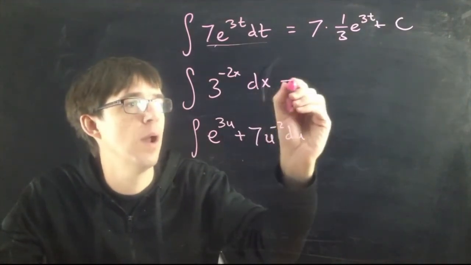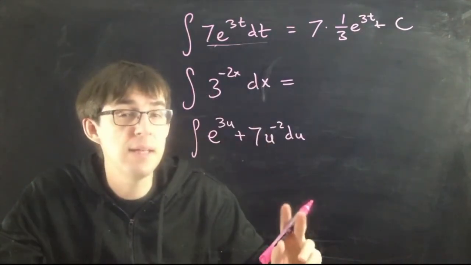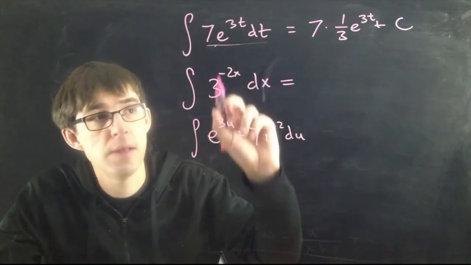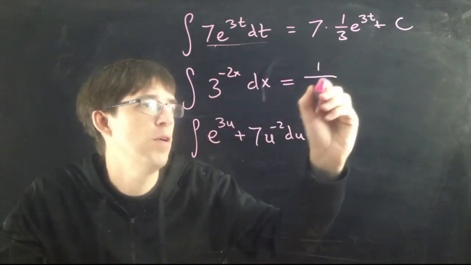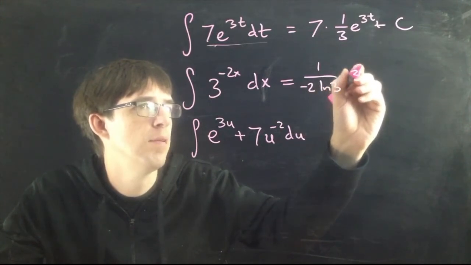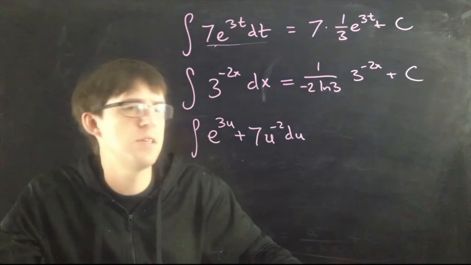Okay, great. What about this one? All right. Here I have a 3 down here. It's not an e. I'm using the a to the kx rule, where the a is 3 and the k is minus 2. I get 1 over minus 2 ln 3, 3 to the minus 2x plus c. This is just directly plugging into those formulas.